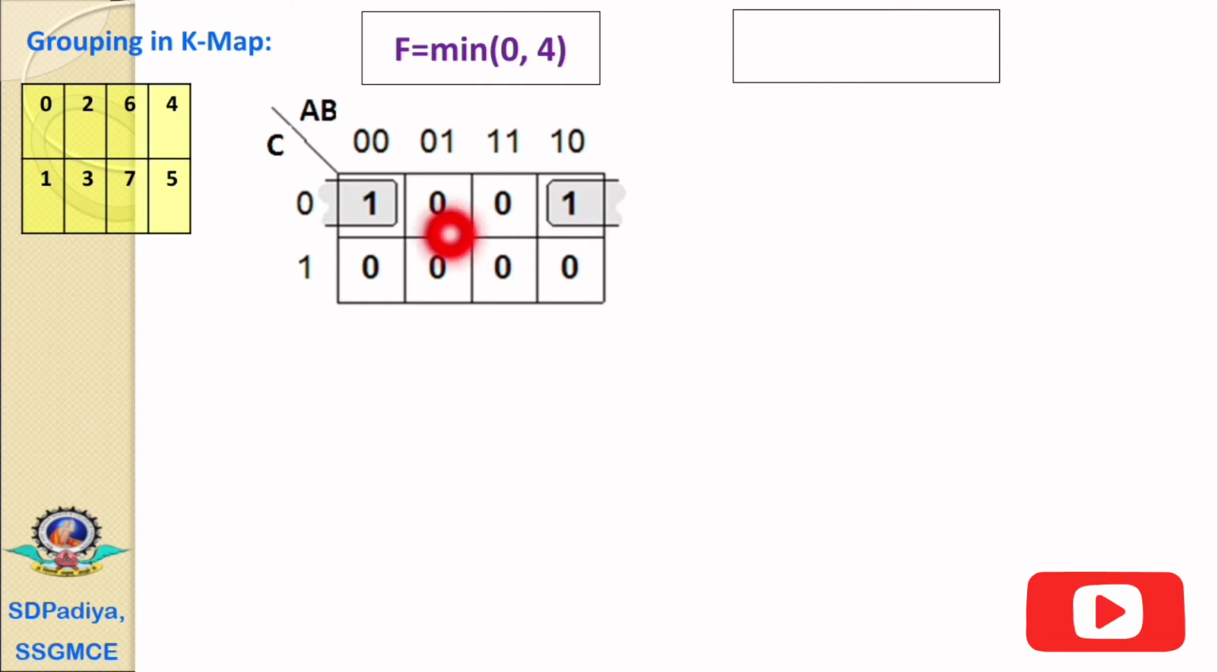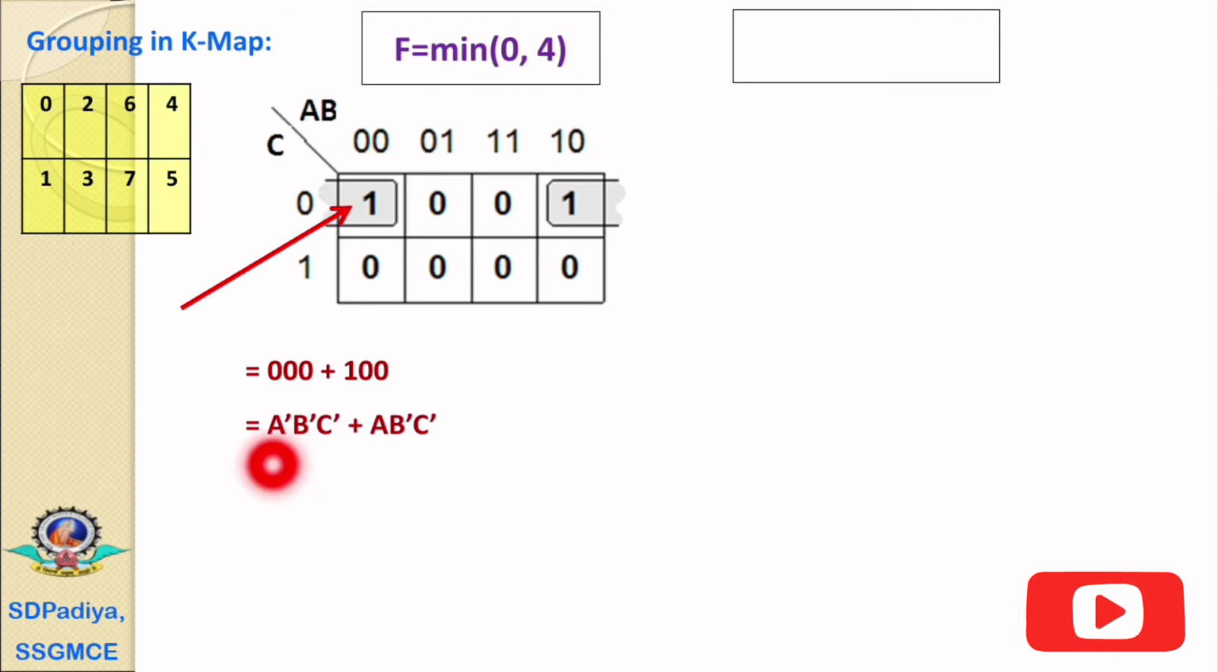Now, we know that the first column and the last column are considered adjacent. Therefore, we have formed a pair of the cell with designation 0 and the cell with 4. For this pair, the designation of the first cell is 000 and the designation of the second cell is 100. It is 000 plus 100. Therefore, the expression is a dash b dash c dash plus a b dash c dash.